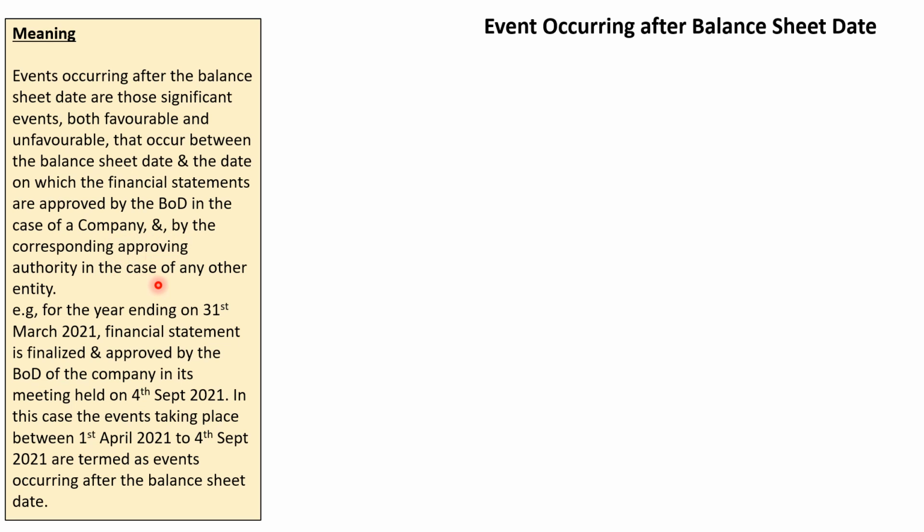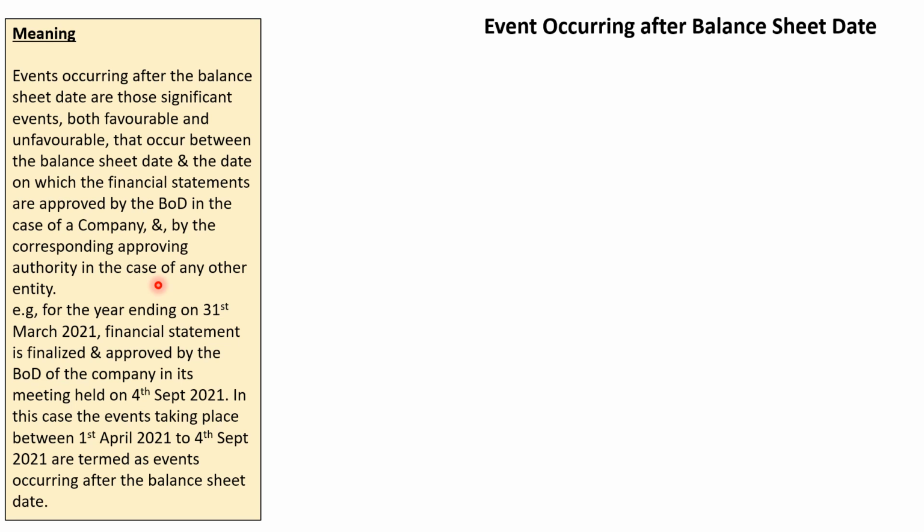Who is the approving authority? In case of a company, it is the board of directors. In case of a partnership firm, it is obviously the partners. So whoever is the approving authority, it is approving the financial statements on a particular date. So all the events which took place from the date of balance sheet up to the date of approval by the approving authority. Approving authority does not mean government authority. Approving authority means the authority which is going to sign on the financial statements stating that these financial statements are accepted by us, and then they will be given to the auditors for the purpose of checking.